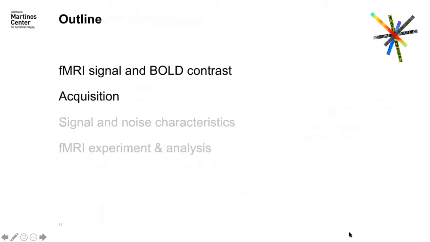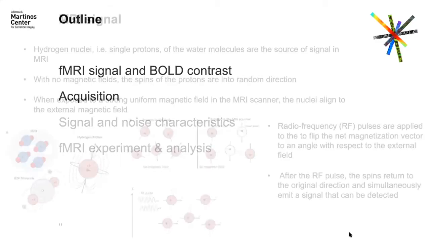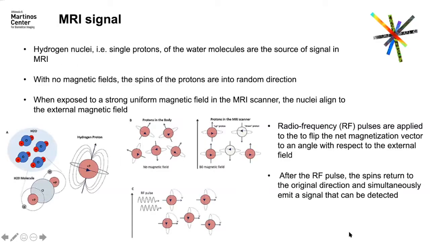Next, we are going to look at the acquisition of fMRI signal. I will very briefly go through the basics of how MRI signal is formed. So in MRI, we typically use hydrogen nuclei, meaning single protons of water molecules, because there are plenty of them in the human brain, and those are the main source of signal in MRI.